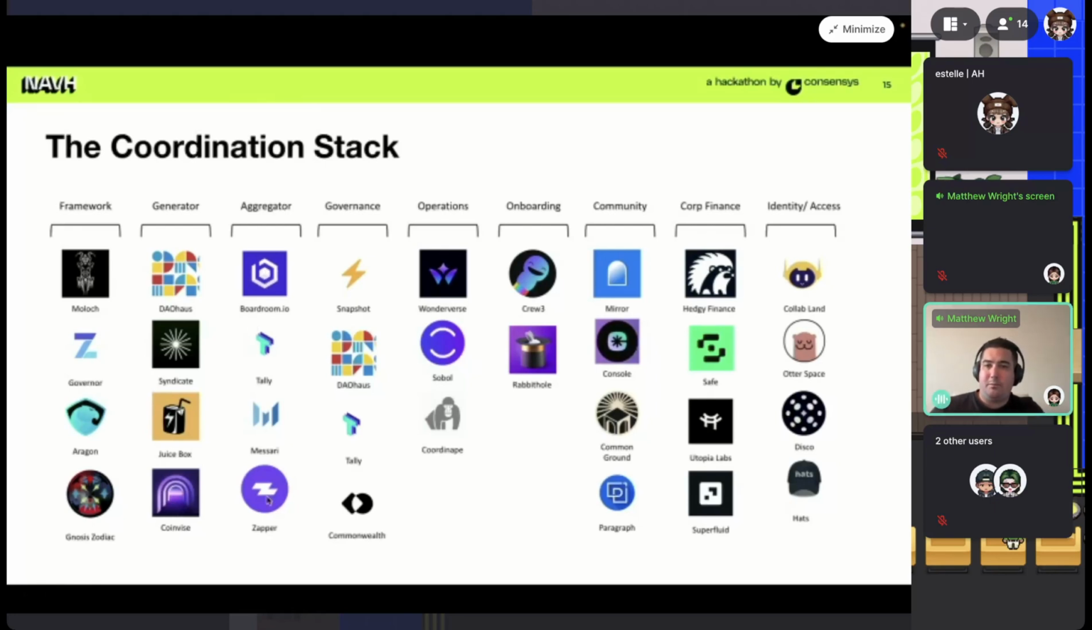We have projects that aggregate that on-chain data and make it useful for participants in these networks. And then we have governance tools which enable you, if you hold a certain token, to vote on certain proposals or processes. Operations, really cool projects like Wonderverse, which I'll do a walkthrough of later, and I'll do Sobel as well. These help you run an on-chain decentralized organization by distributing capital or aggregating the contributors of these ecosystems.